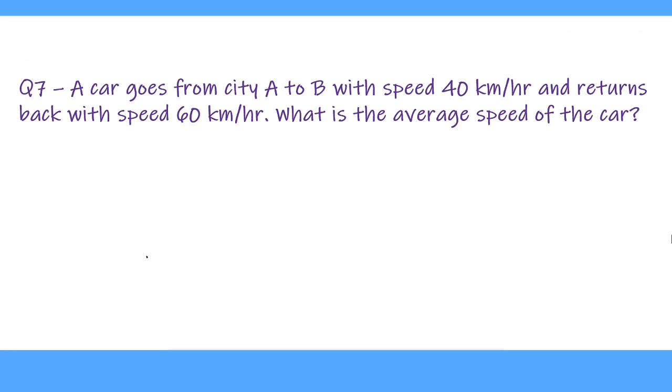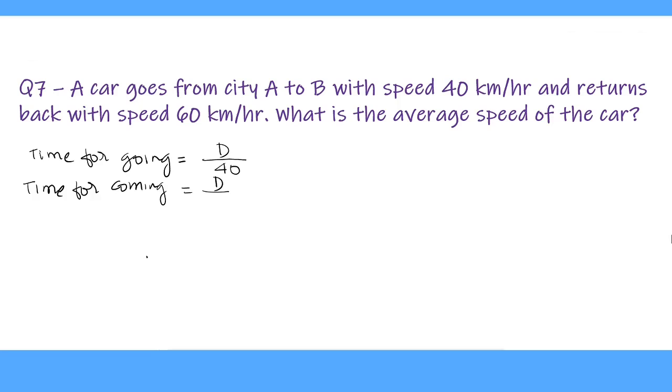So we solve it with the first method. Here the average speed has been asked. So average speed is total distance upon total time. Let the distance between A and B be d. Then the total distance for going and coming will be 2d. The time for going equals d upon 40, and the time for coming equals d upon 60. Now we have the total time, which is the time for going plus the time for coming, and the total distance, which is d for going and d for coming.